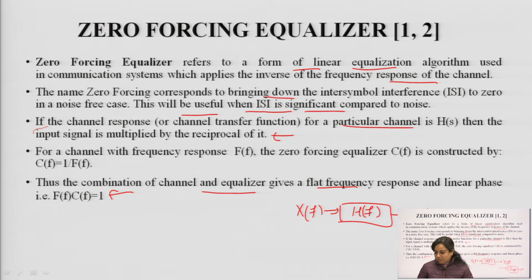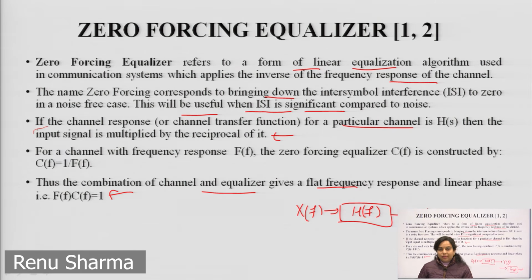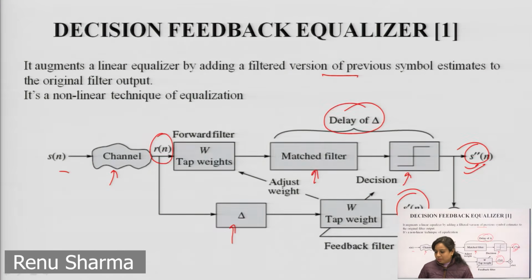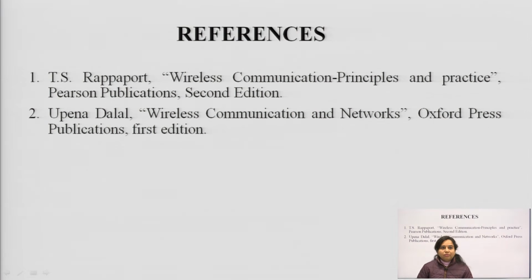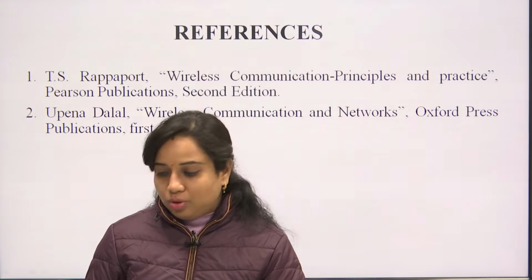Now, these are the transversal filters. Then we have seen the zero forcing equalizer, where the equalizer transfer function will be the inverse of whatever we have used at the transmitter side. So, these are the references that you can consider for this particular topic.